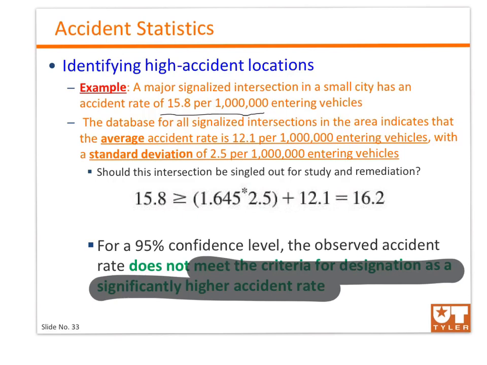So how about if the standard deviation is low? If we have a low standard deviation, maybe it's going to be a different story, but for now we have to have at least 16.2 per 1 million entering vehicles at a location in order to say this location needs to be looked at and further improved for future design.